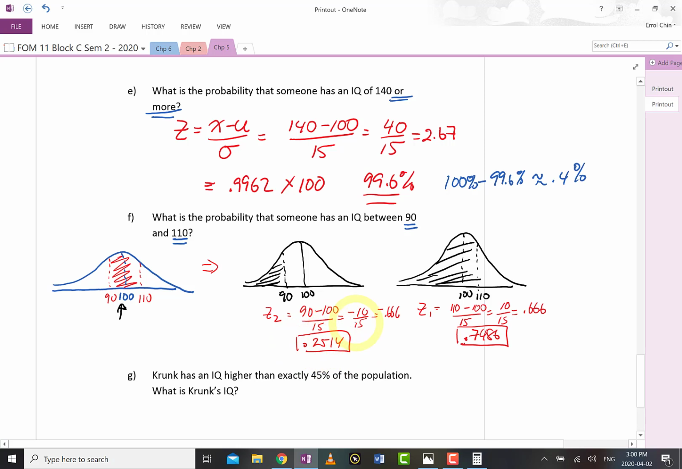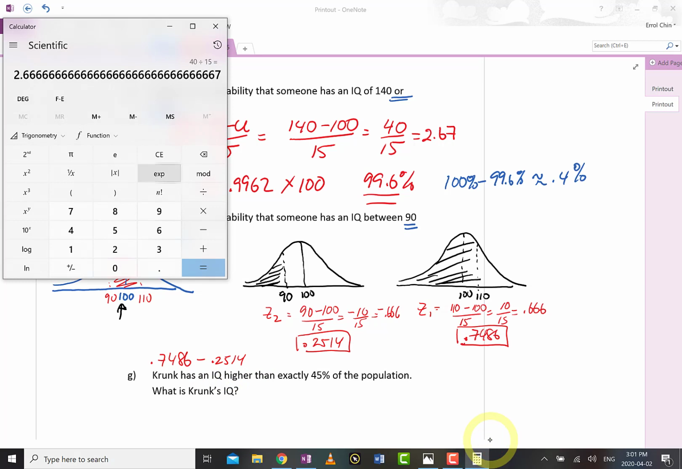Now, to find the area in between, what I'm going to do is 0.7486 minus 0.2514. I'm going to use my calculator, and if I'm extra careful, I should get the right answer. 0.7486 minus 0.2514 gives me 0.4972.